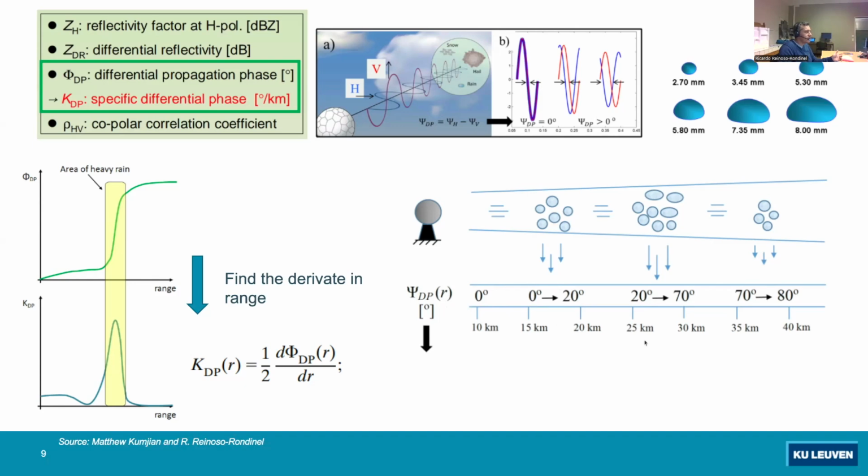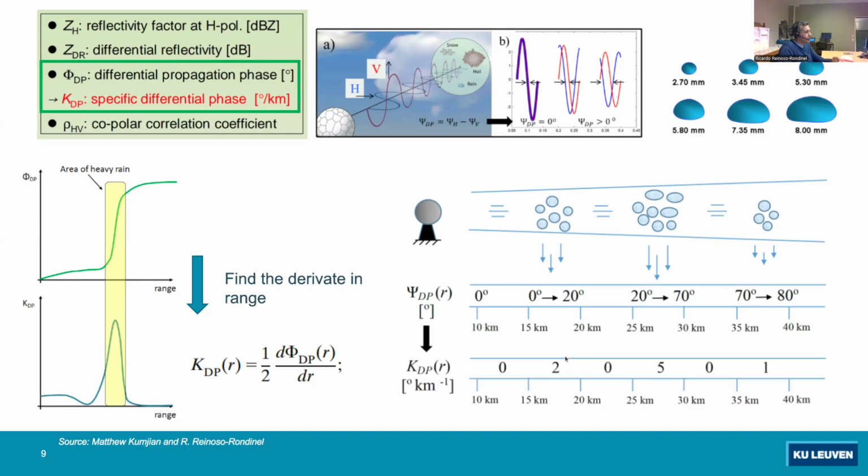And then you have the location, right? The range of these raindrops. And then you could obtain the derivative, and that's KDP. So the first range from 10 to 15, the derivative is 0. Then the differential phase increases from 0 to 20, so the derivative is 2. It is divided by 2, by the way. And so on.